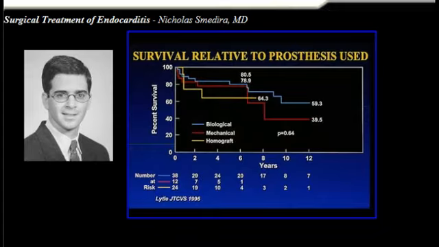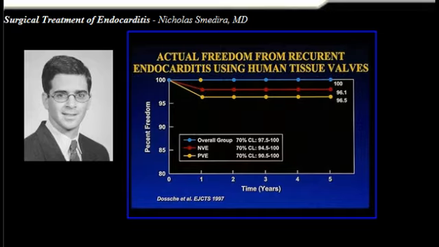And this is the reoperation slide. This is reoperation-free survival relative to prosthesis used in prosthetic valve endocarditis, Dr. Lytle, and he couldn't find any difference between the biologic, the mechanical, and the homografts. And in fact, you could suggest that there's a hint here that maybe the homografts are requiring a little bit more reoperation. But anyway, there's no data that I'm aware of that really shows that using the homograft is going to save lives or prevent reoperations, at least to date.